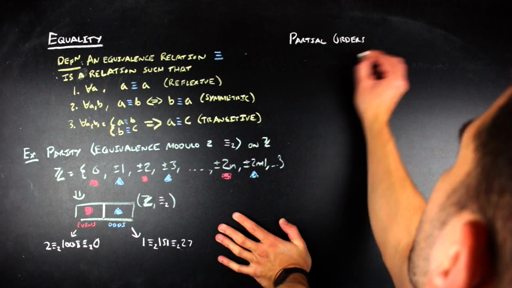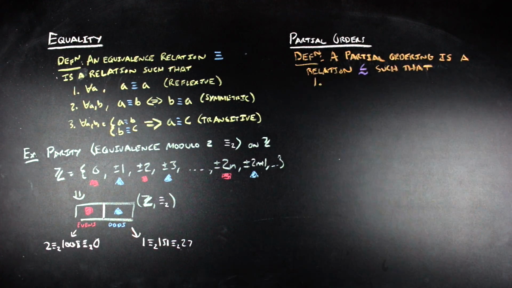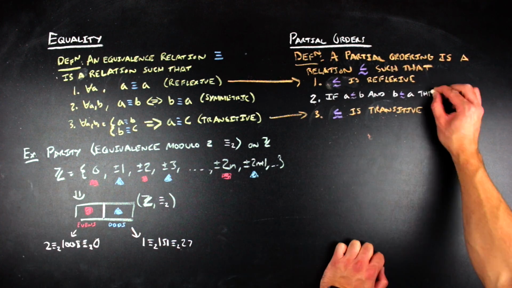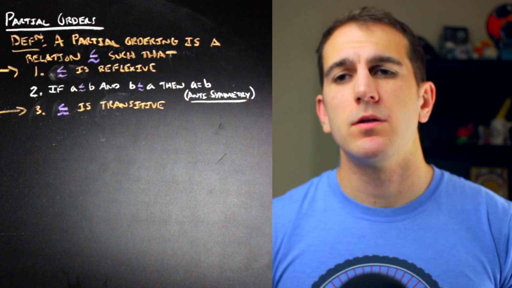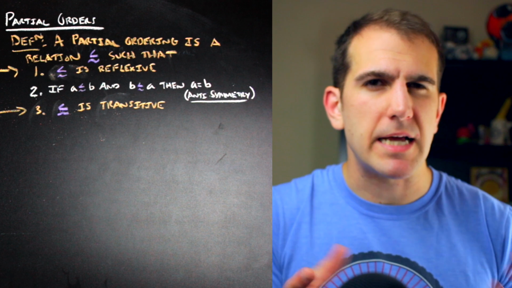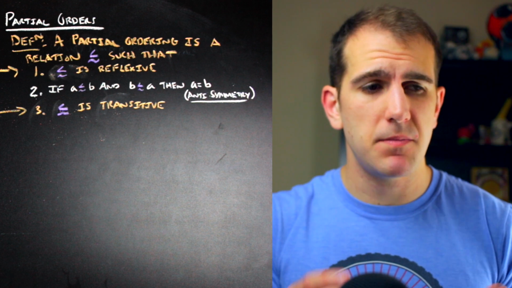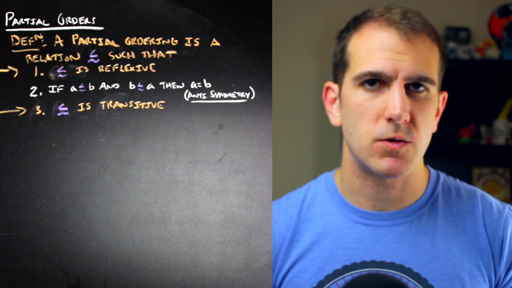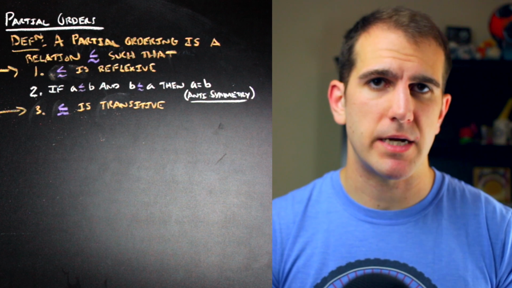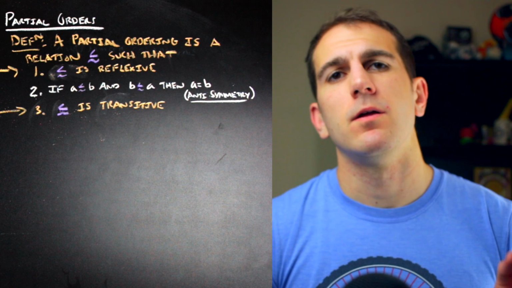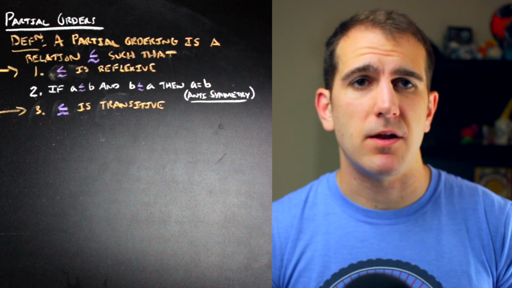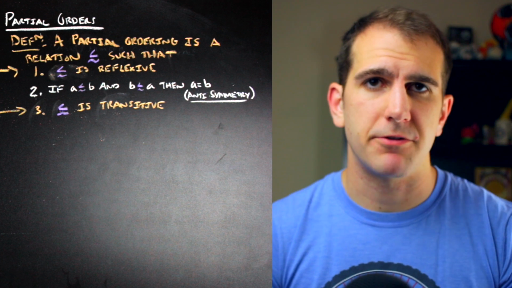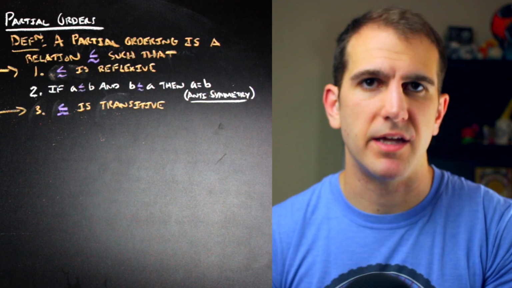Whereas an equivalence relation is symmetric, a partial ordering will be anti-symmetric, which means that if two elements appear to have a symmetry between them, say A is less than or equal to B and B is less than or equal to A with respect to the ordering, then anti-symmetry says that those two things that look like they're different are actually just the same thing in disguise.